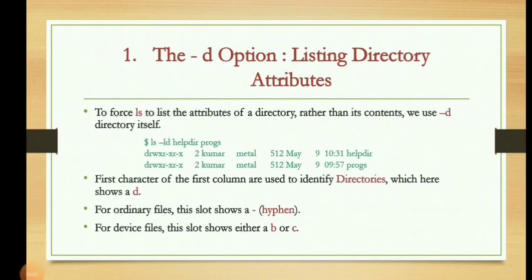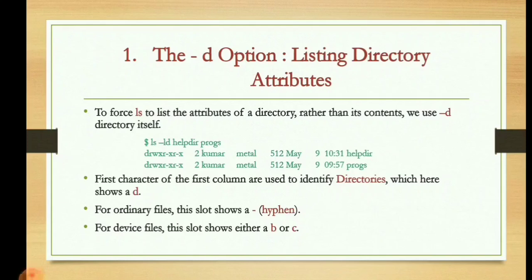The first topic of our basic file attributes is the -d option, or listing directory attributes. We know that ls, when used with directory names, lists files in the directory rather than the directory itself. So to force ls to list attributes of a directory, we need to use the directory option, that is -d.